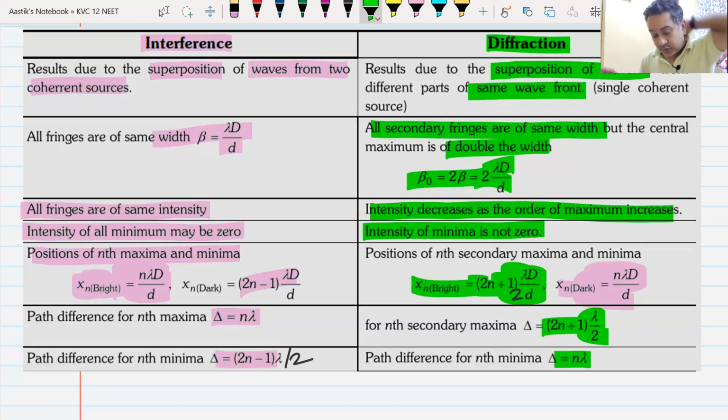Take your time, note them down, because this is the entire interference, YDSE, and diffraction in one table. I hope you understand this. Yes or no? Entire thing what we have done till now, this is in one table. The only thing that is not there is fringe width. Even fringe width is there. So everything is here. So if you can remember this table, you would be good to go.